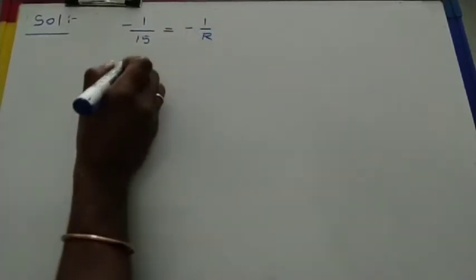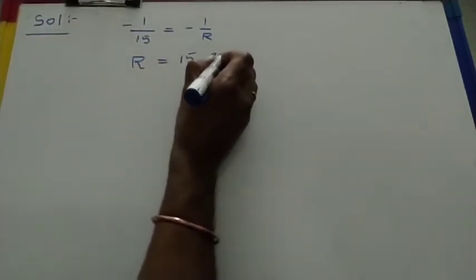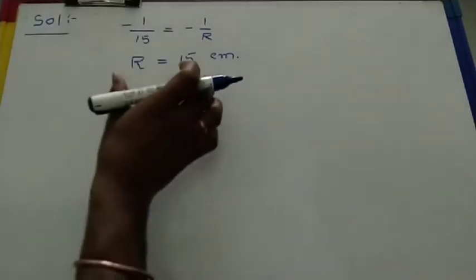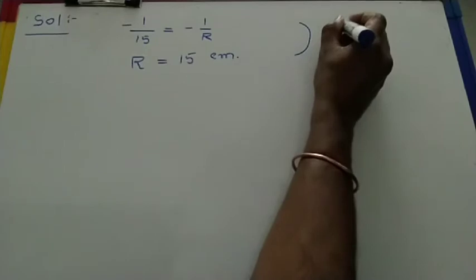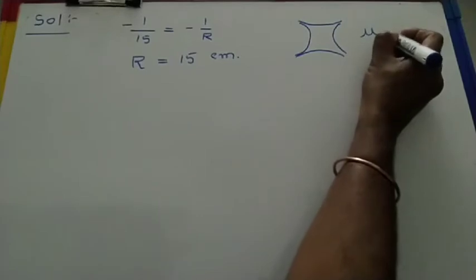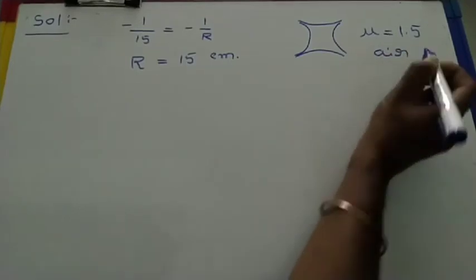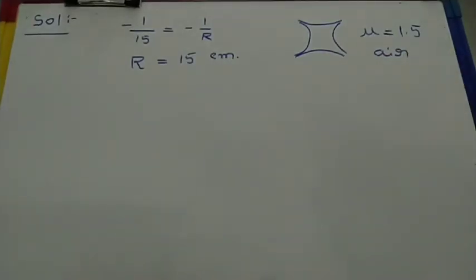Therefore, minus 1 by 15 is equal to minus 1 by R. Therefore, R is equal to 15 centimeters. Okay. This is when the concave lens of refractive index mu equal to 1.5 in air has a focal length of 15 centimeters.